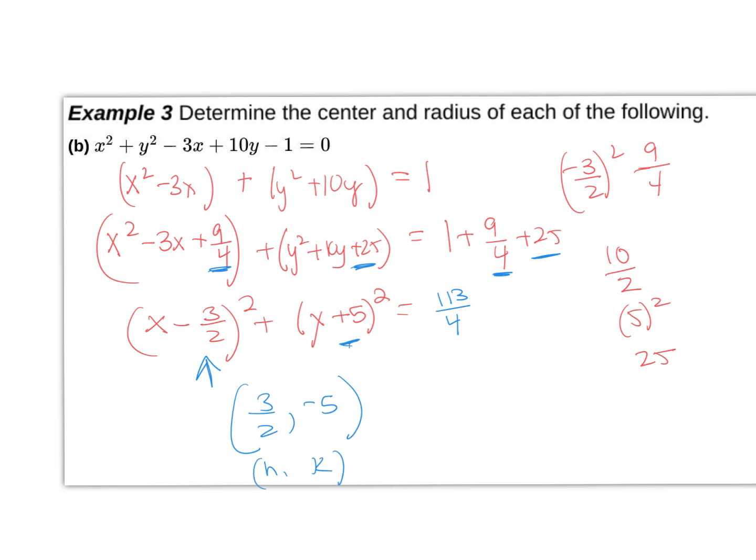And when I go to look at my radius, it is going to be the square root of 113/4. 4 is a perfect square. 113 is not and does not have any perfect square factors. And so the radius is going to be the square root of 113 over 2. I need to take the square root of that 4 and make it 2.